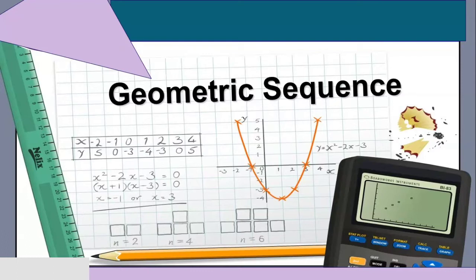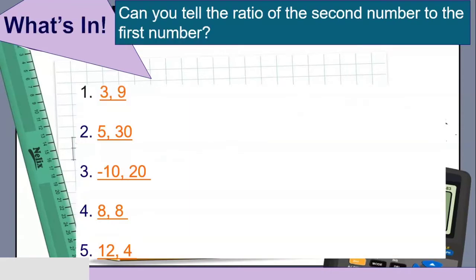To understand the concept of geometric sequence, we need to review the lessons on ratios. If you remember, a ratio is the quotient of two numbers. We have here a set of items, and what you will do is tell the ratio of the second number to the first number. We have here 5 items.